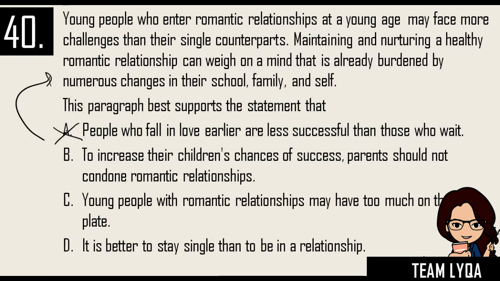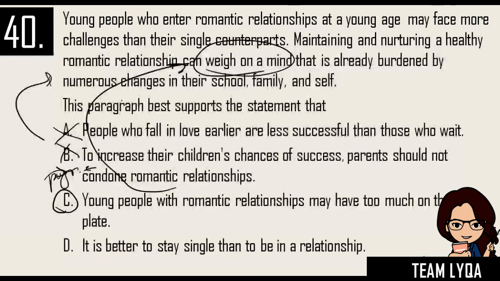Letter B, to increase their children's chances of success, parents should not condone romantic relationships. Again, this is already a recommendation. Nagpapayo na siya. Pag nagpapayo na yan, sobra na yan kaysa dun sa conclusion. Letter C, young people with romantic relationships may have too much on their plate. Matuturo mo talaga siya dyan. So, nakalagay yan talaga na it's an additional weight on the mind na marami nang masyadong na busy na masyado sa marami iba pang problema. Letter D, it's better to stay single than be in a relationship. Again, payo na yan. So, it's taking it so much further. Nag-advise ka na. So, the best answer would be letter C.